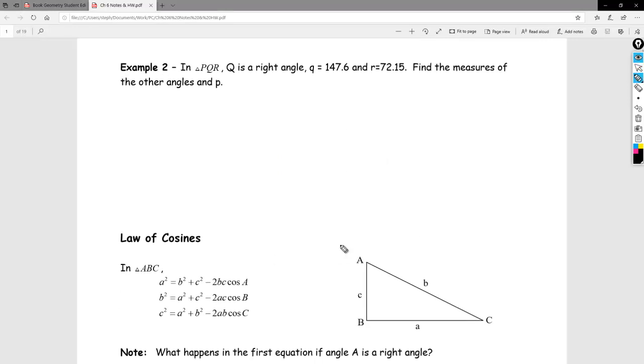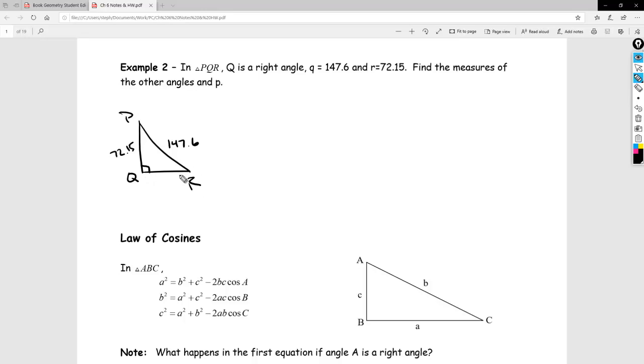Okay, next example, this time they do not give us a picture, so we'll draw one ourselves. So they say that in PQR, Q is my right angle, Q is 147.6, R is 72.15. They want us to find the measures of the angles. So a few different ways we can do this. You can solve for P or R first, it doesn't matter.